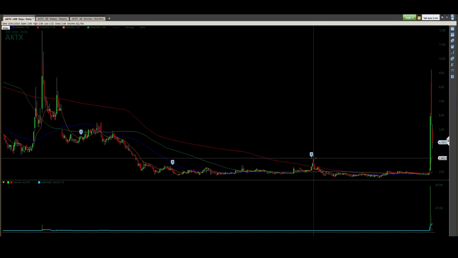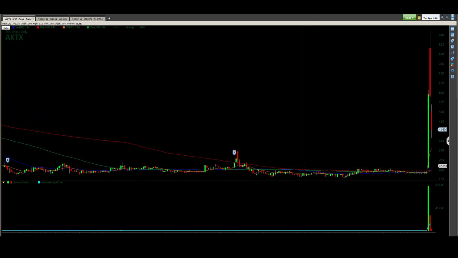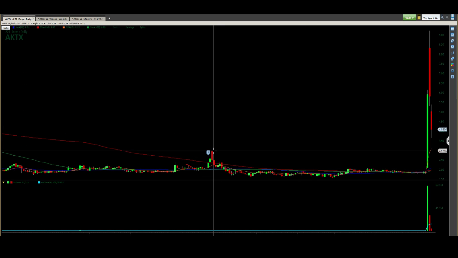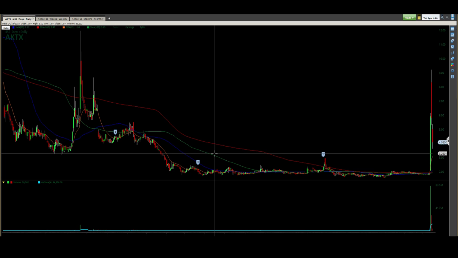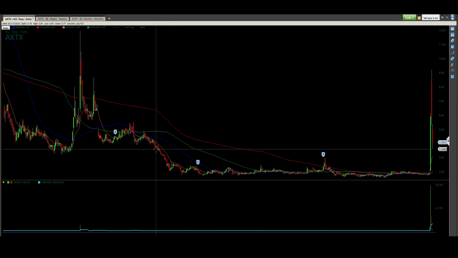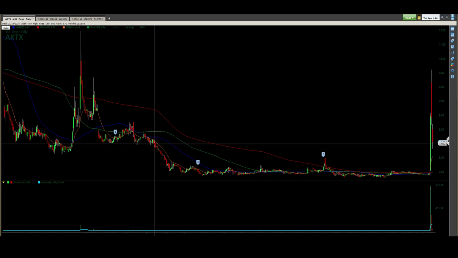There, where did it max out on this candle? Right there, $3. The last time this got above $3 was way over here, back on January 17th of 2018. So it's been over a year since this was above $3.